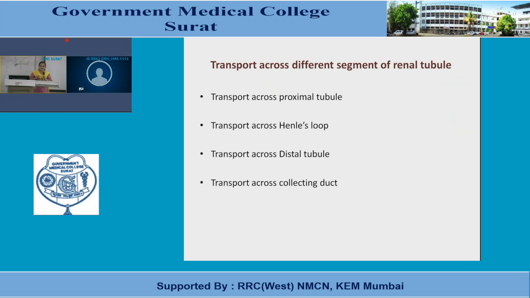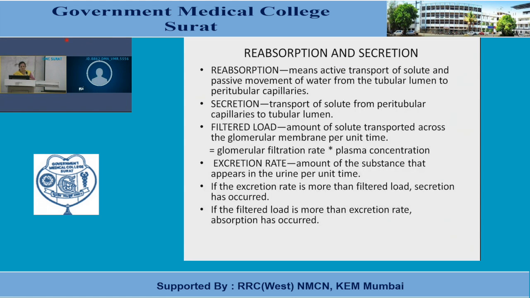We have transport across the different segments, like the proximal, distal, and convoluted tubules and the collecting duct. Now, reabsorption, secretion, the filtered load, and the excretion rate. These definitions you have seen, we have already gone into this beforehand. Filtered load is the amount of solute transported across the glomerular membrane per unit time. It is equal to the glomerular filtrate times the plasma concentration. The excretion rate is the amount of substance that appears in the urine per unit time.